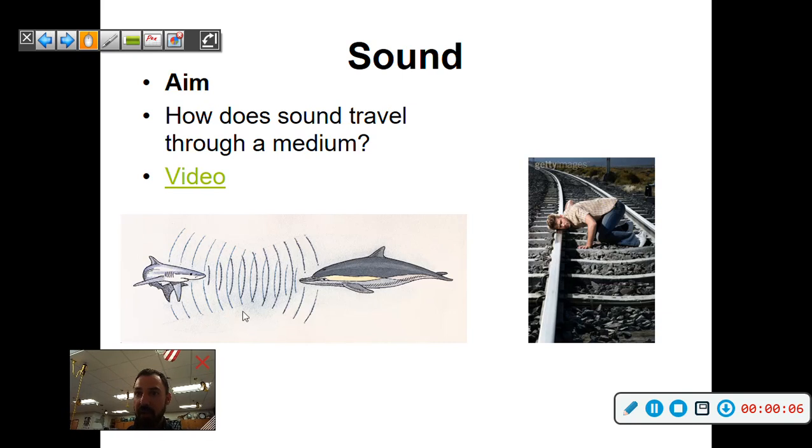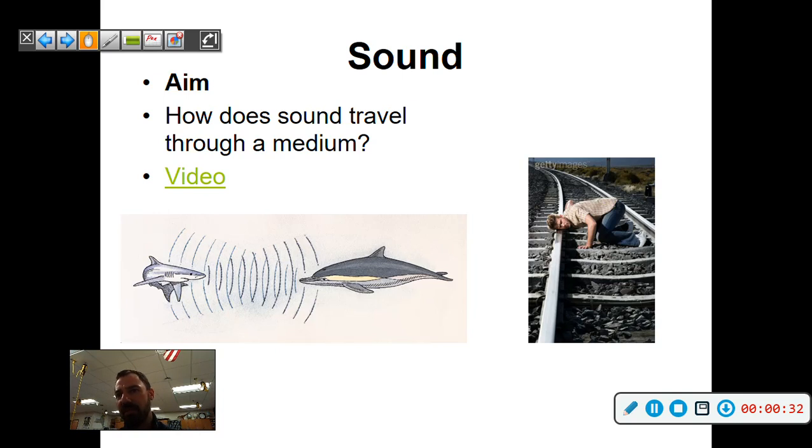Alright, so this is notes 12.2 sound. So how does sound travel through a medium? And you may ask, what is a medium? Well, basically a medium in terms of science is actually a phase of matter. That's another fancy term for that. So whether it be a solid, a liquid, or a gas.